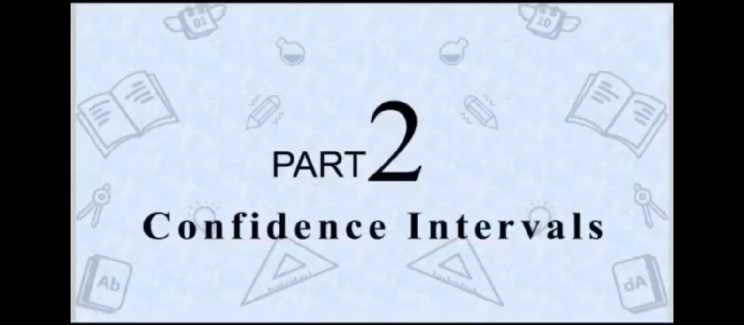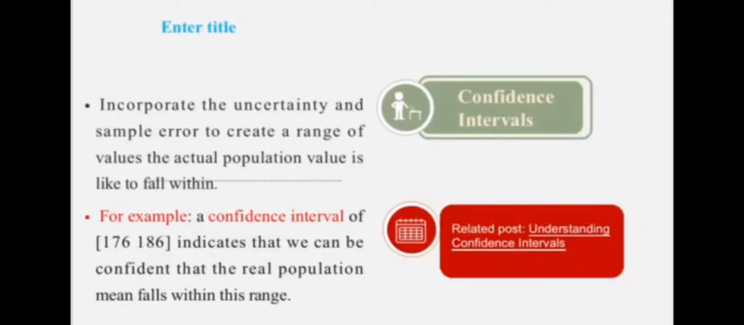Next, confidence intervals incorporate the uncertainty and sampling error to create a range of values that the actual population value is likely to fall within. For example, a confidence interval of 176 to 186 indicates that we can be confident that the real population mean falls within this range.